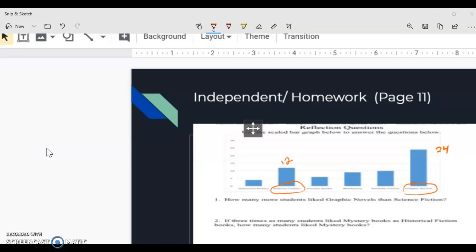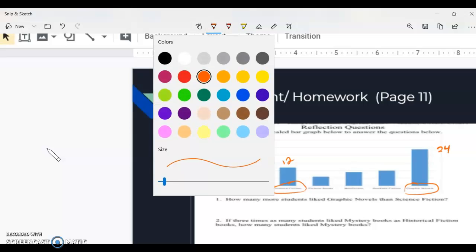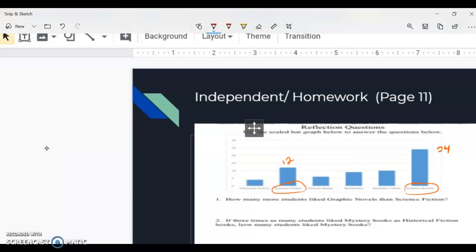So the first question is, how many more students like graphic novels than science fiction? Number one, how many more students like graphic novels than science fiction? First you have to identify graphic novels and science fiction. You have to locate those. If you look over here, I've already got graphic novels circled, and down here I've got science fiction also circled. So you have to then look at each one.